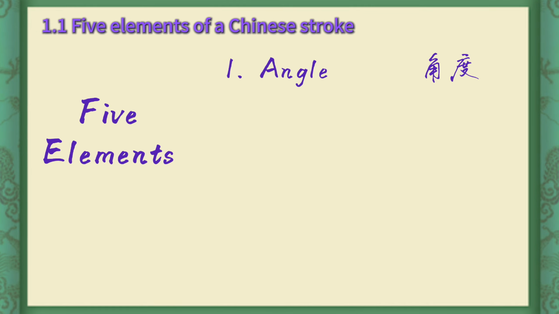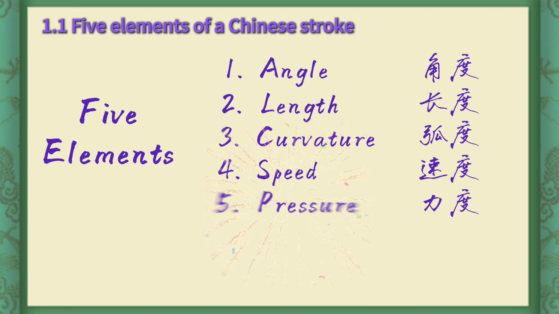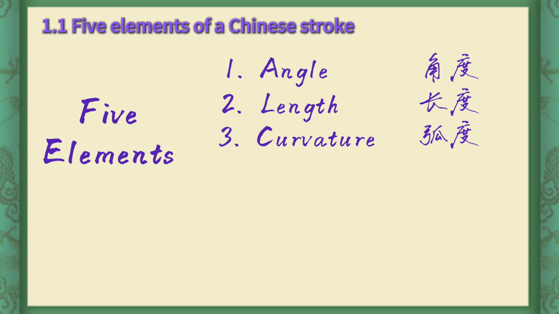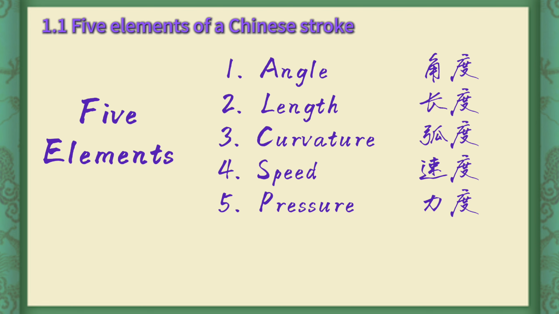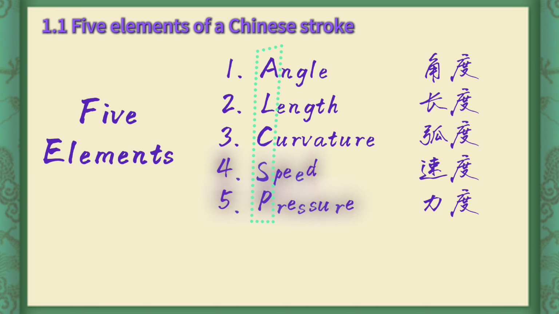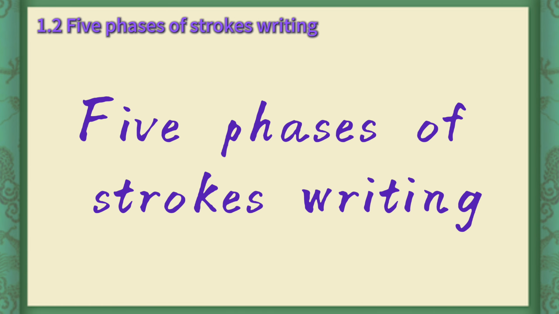So, angle, length, curvature, speed, and pressure, aka ALCSP, are the 5 elements that make a stroke look more beautiful, give the stroke certain spirit. They also help you observe, learn, and write different strokes. If you're a starter, you can just pay attention to angle, length, and curvature, and keep the speed and pressure steady. After your pen controlling ability improves, you can try to vary the speed and pressure. We will learn how to write every stroke with the help of ALCSP in the future videos. Next, 5 phases of strokes writing.